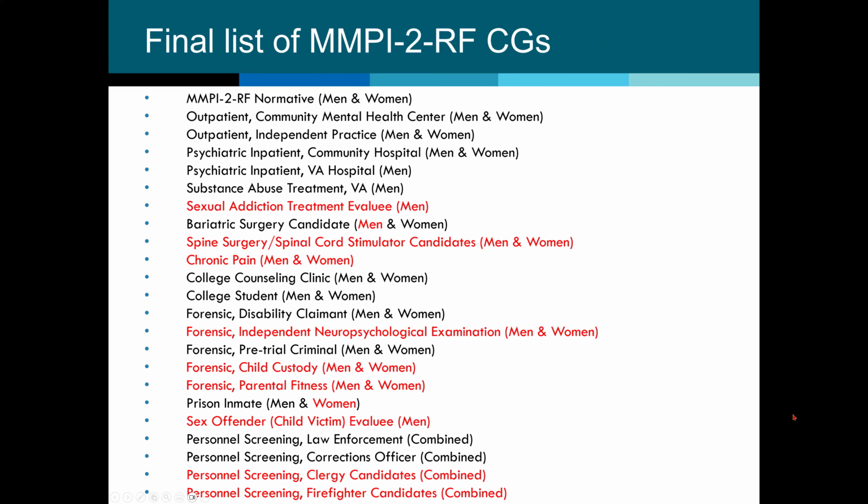This is the final list of comparison groups for the MMPI-2RF. We're no longer adding comparison groups now that the MMPI-3 is available for use. But what you can see here in red on these slides are all the comparison groups that were added after the initial release of the MMPI-2RF, because this is an ongoing process. And as we'll talk in just a little bit with respect to the MMPI-3, that's also the case with the MMPI-3. We are still constantly adding and will continue to add comparison groups moving forward.